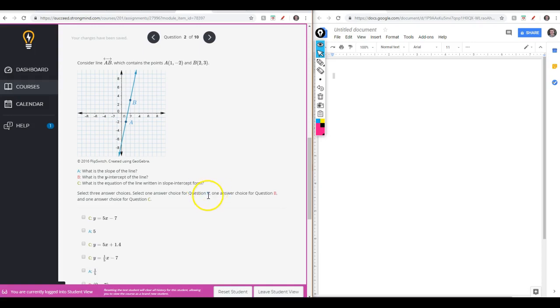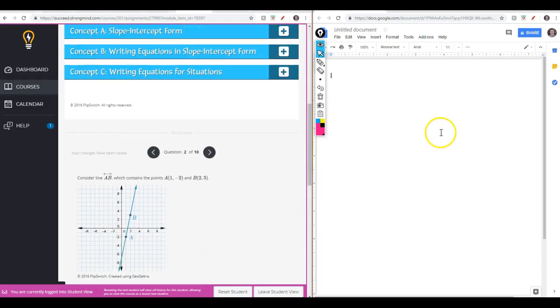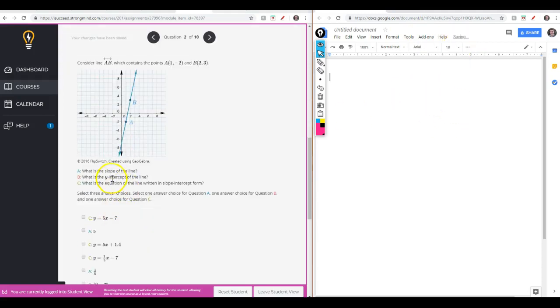Okay, so if I did not know these, what is the slope? This is what I picked out. The first one is the slope of the line. The second one, they want to know the y-intercept. And the last one is an equation in slope-intercept form. So that's what I picked out from those.